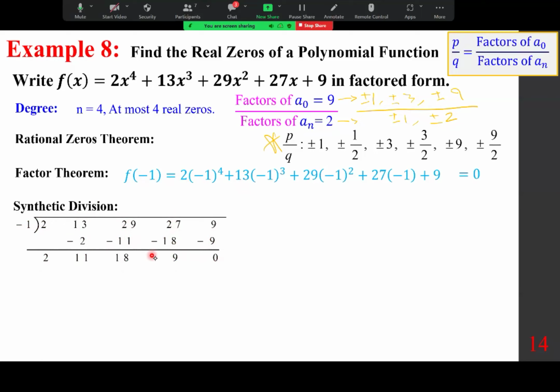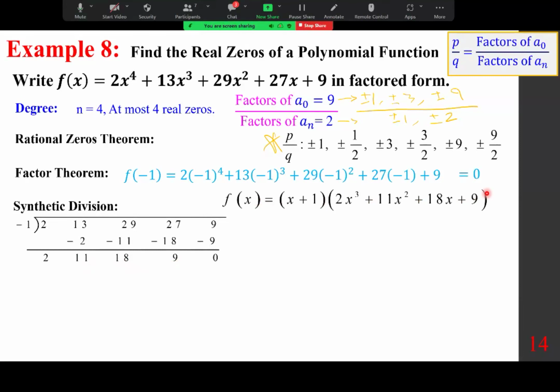Now, what does this mean? This means f of x is x plus 1 times, now this has exponent 4, it's going to go down by 1. So 2x cubed plus 11x squared plus 18x plus 9. So that's the meaning.